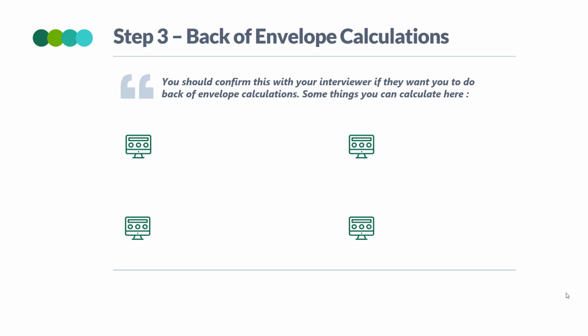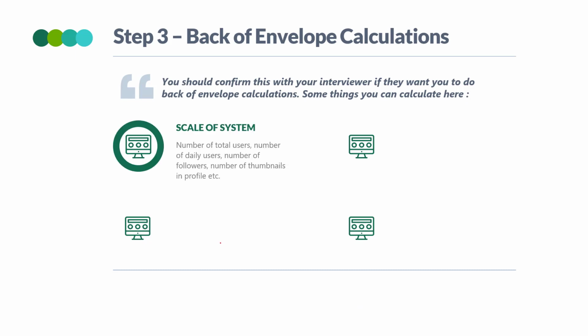So what would you do when you have to do back of envelope calculations? One thing that comes to my mind is scalability, so figuring out the scale of the system. In this case, you need to ask the right set of questions to the interviewer and figure out what scale they are thinking of in their mind. You can ask questions like the number of total users expected in the system, the number of active users per day, the number of followers, the number of thumbnails in a profile.